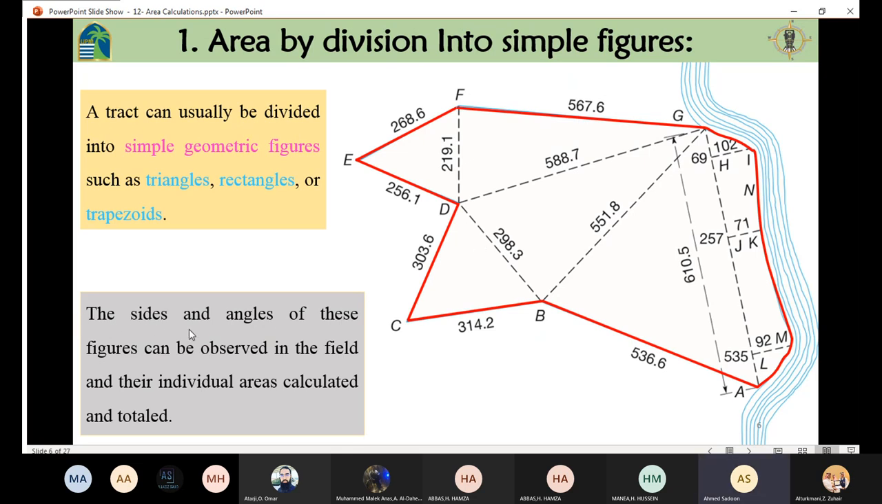So the sides and angles of these figures can be observed in the field, okay, and their individual areas calculated and totaled after we divided the area into simple figures, then we are going to determine the total for these areas.